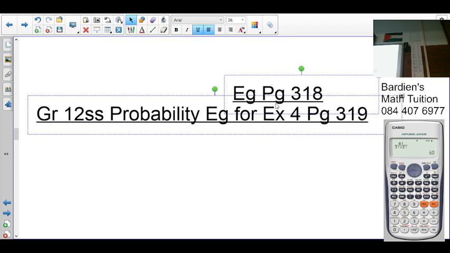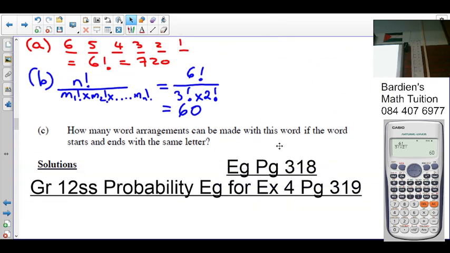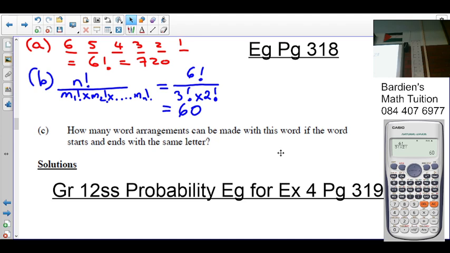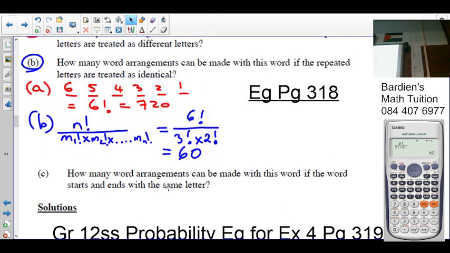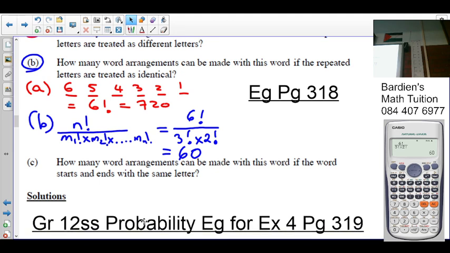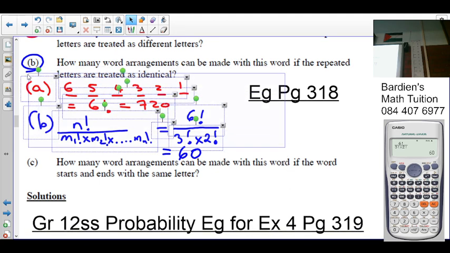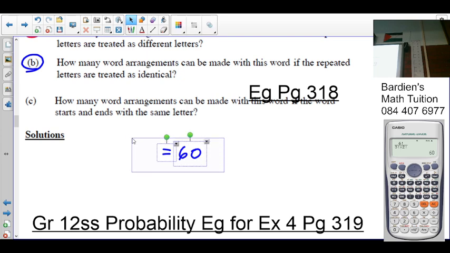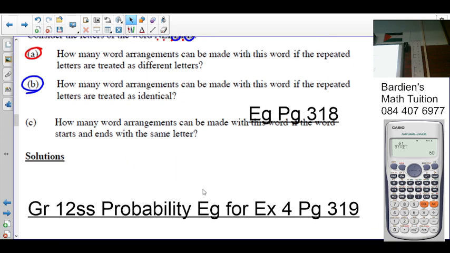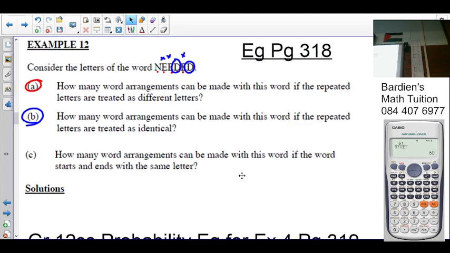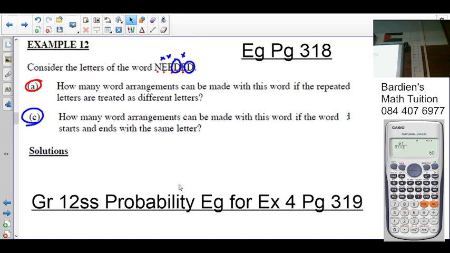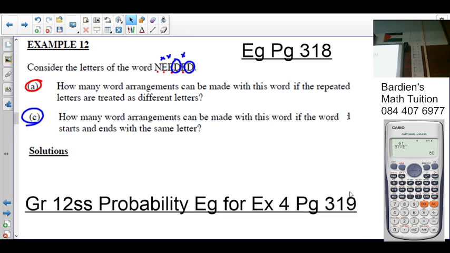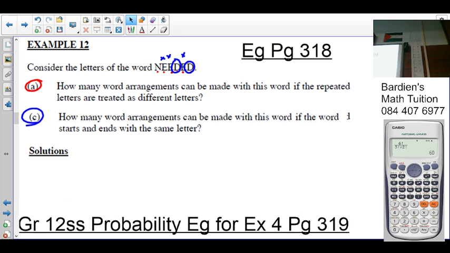Alright, let's see what they've got here in store for us. So I'll just take this off. I'll just move this up. Okay. So here we are told in C: how many word arrangements can be made with this word if the word starts and ends with the same letter? Starts and ends with the same letter.